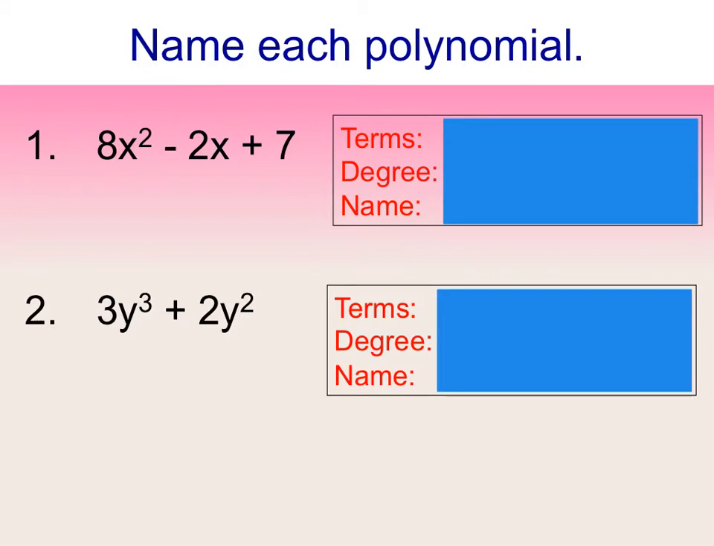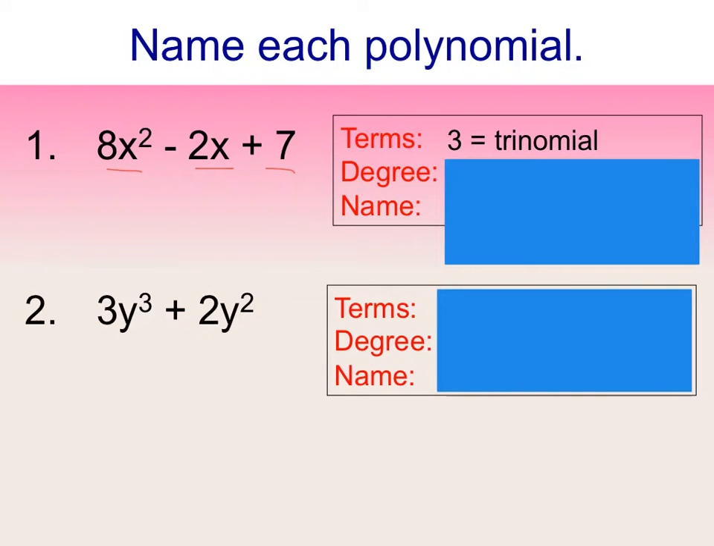So we'll just look at how you can be more specific at naming these different polynomials that you see here. And to name them again, you're going to look at how many terms they have. So this first one, terms, remember, are separated by plus or minus. So I see that there's 3 terms, so that's a trinomial.